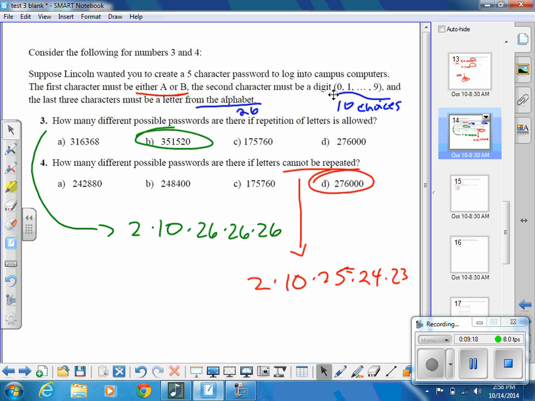Now, that was it for section 4. I'm going to stop there before I move on to chapter 5.